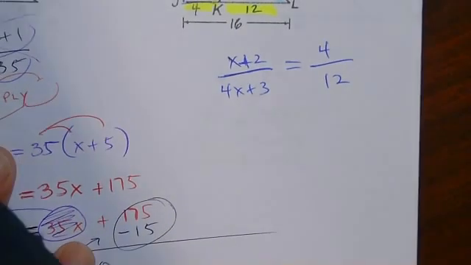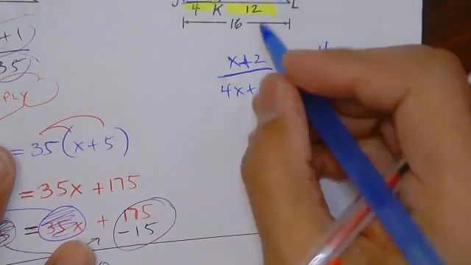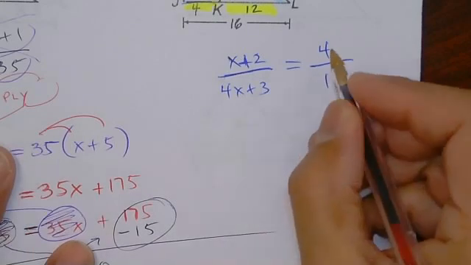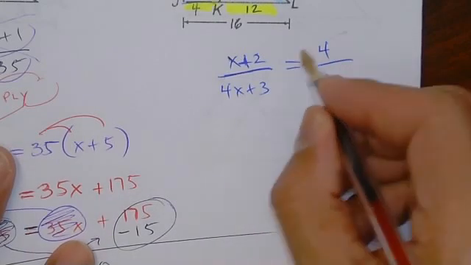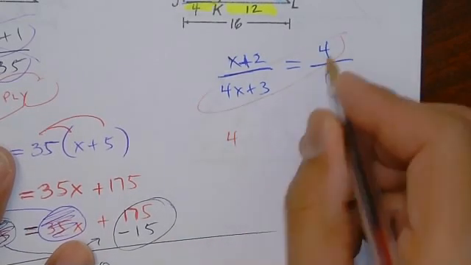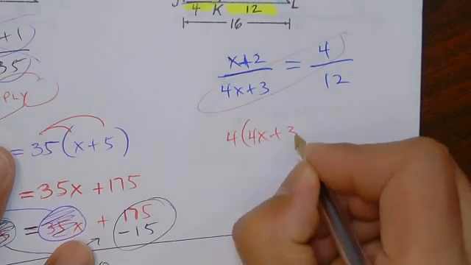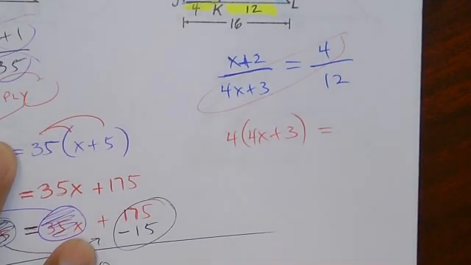After that, we cross multiply. Oops, we cross multiply, and we should be able to. That's the setup. Make sure it's set up correctly. Cross multiply. I'm gonna go this way first. This way. 4 times 4x plus 3 equals.